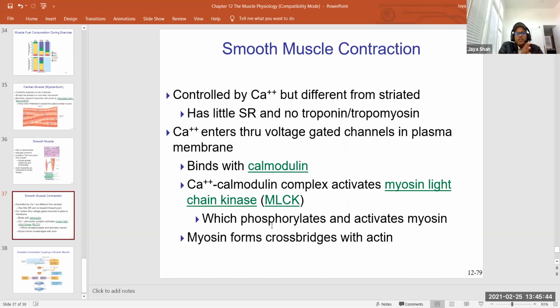Smooth muscle contraction is also controlled by calcium, but it is different from striated muscle because it has little sarcoplasmic reticulum and no troponin or tropomyosin. That's why calcium enters through voltage gated channels in the plasma membrane from outside, and extracellular calcium binds with calmodulin. Calmodulin is another protein inside the smooth muscle cell.